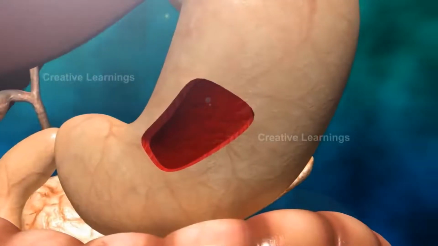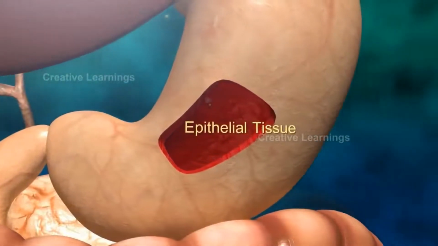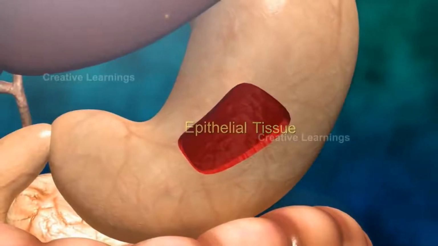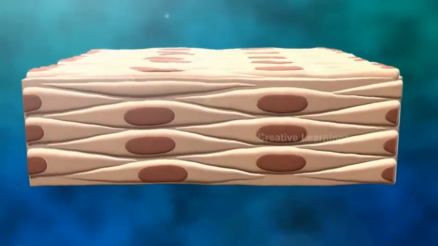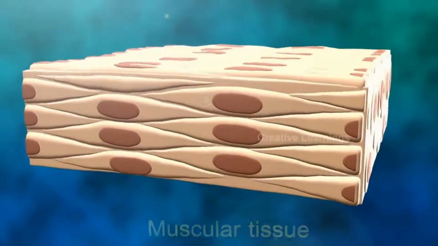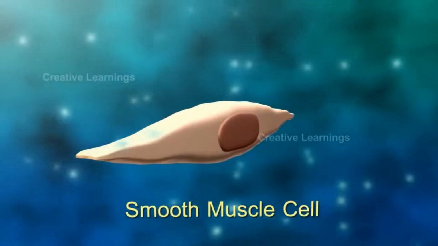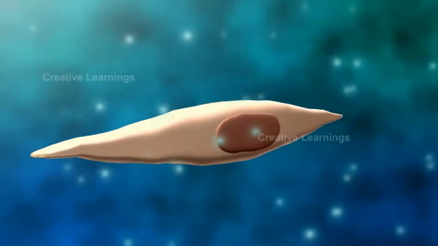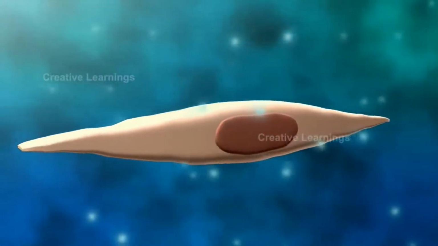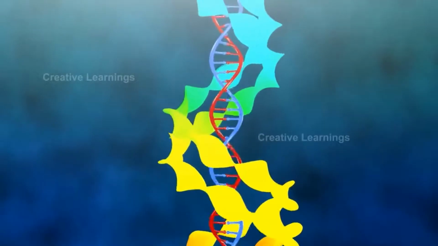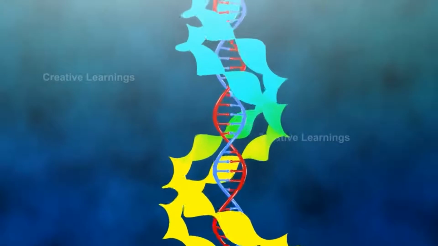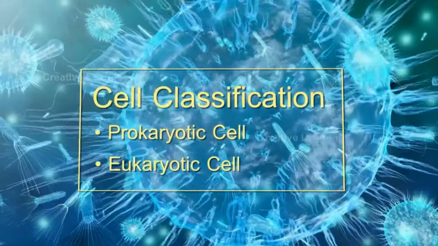All these organs are made up of tissues. Tissues are groups of similar cells that perform the same function, such as the epithelial tissue and the smooth muscle tissue pictured here. Tissues are made up of cells, and the cells are the smallest units of life. Finally, cells contain organelles and molecules such as DNA.